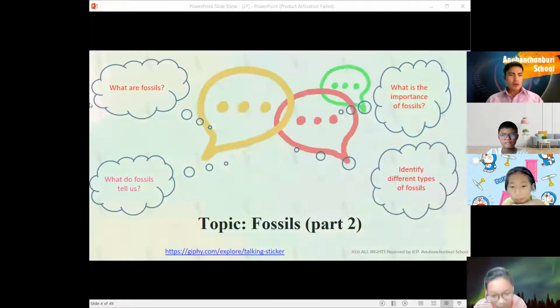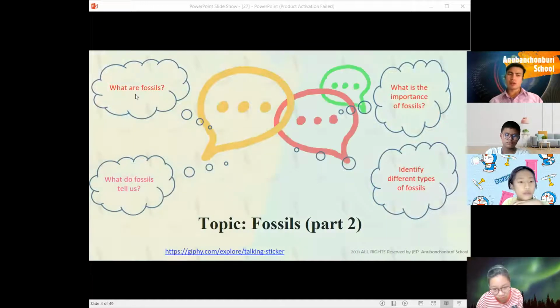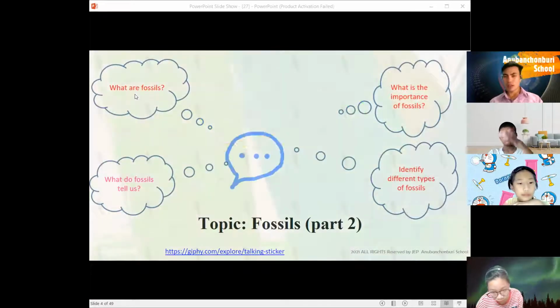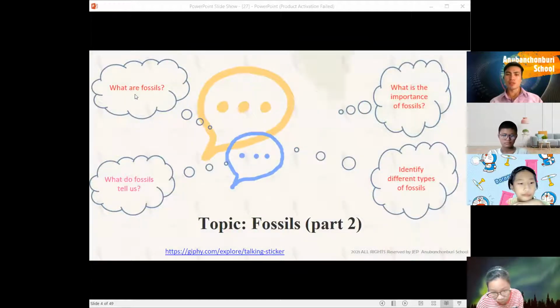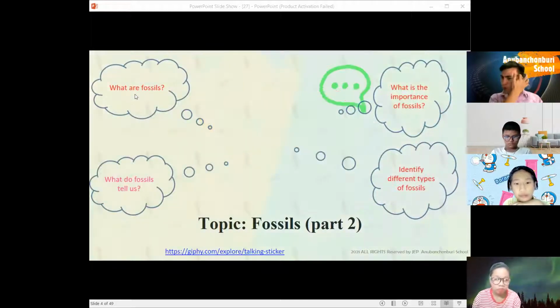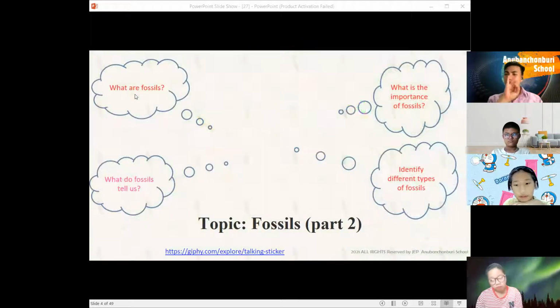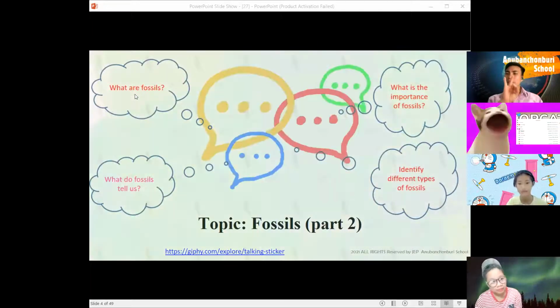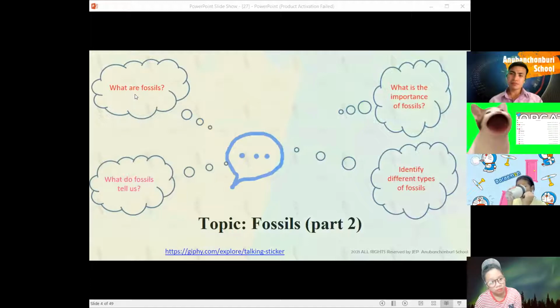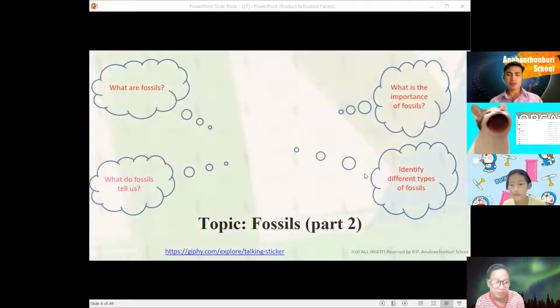Okay, so last Monday, we studied what fossils are, what fossils tell us, what is the importance of fossils, and we identified five types of fossils. What are those five types of fossils again? Mold, cast, petrified fossil, trace fossil, and what's the other one?